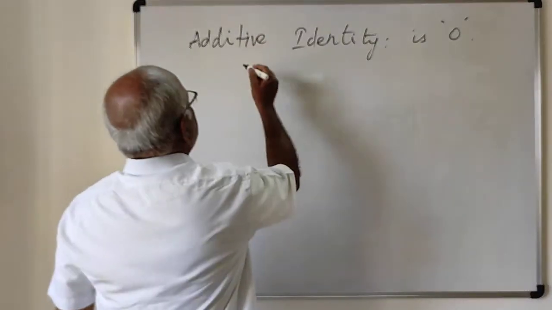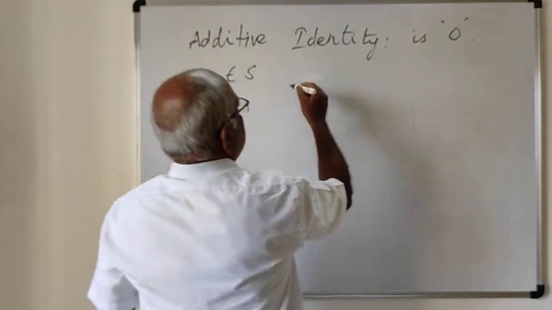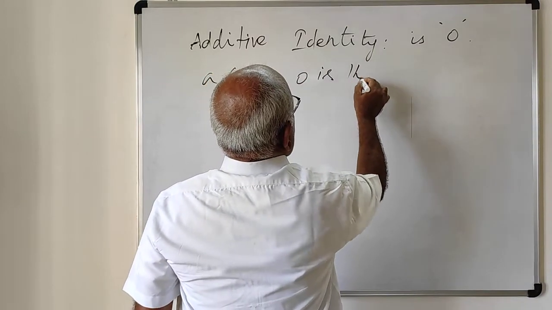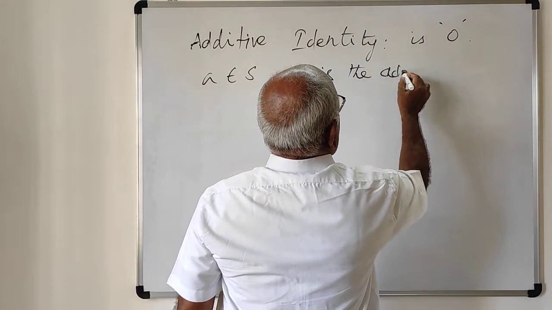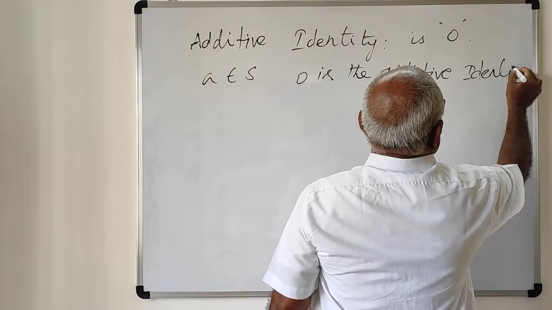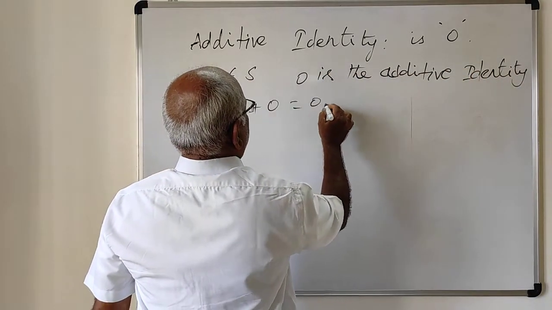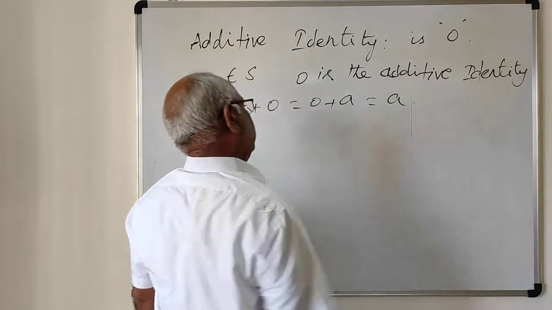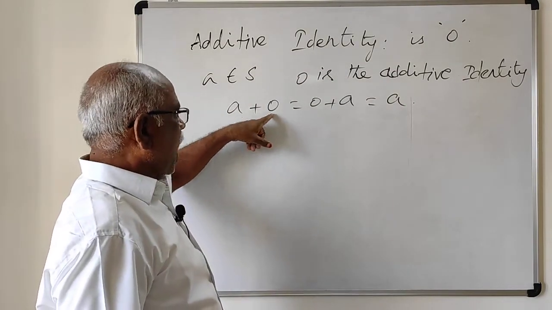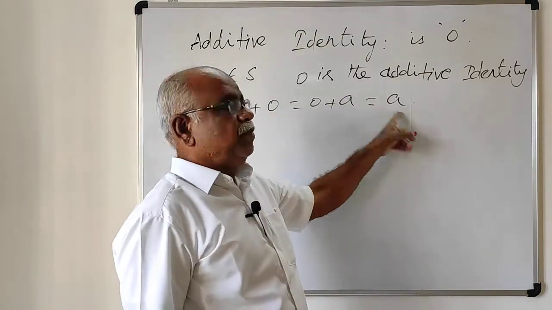For example, A belongs to the set S. If 0 is the additive identity, then A plus 0 equals 0 plus A equals A itself. So this is the nature of additive identity. The additive identity 0, if you add it with any element in a set, gives the element itself.